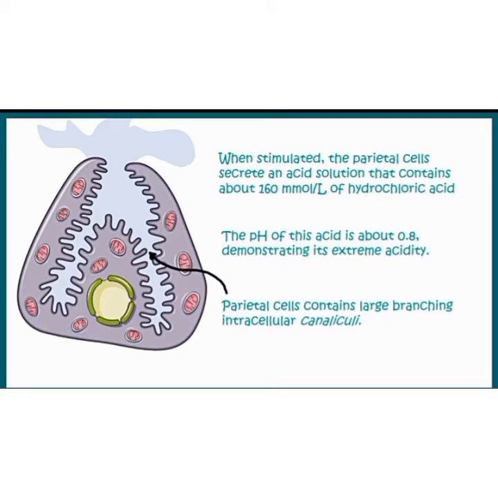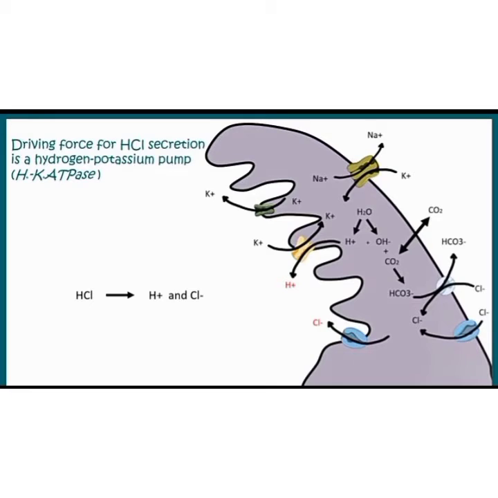The parietal cells you can see here have canaliculi. What is the purpose of these canaliculi? You can see the canaliculi have folds which increase the surface area for the production of this acid. So parietal cells having these canaliculi help in the production of HCl, which is acidic at 0.8 pH. Now, how is this HCl formed?